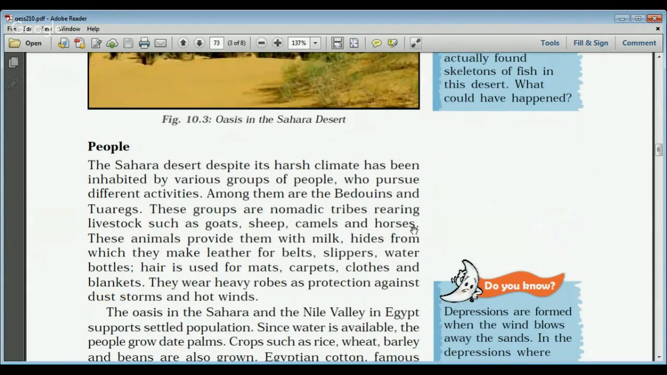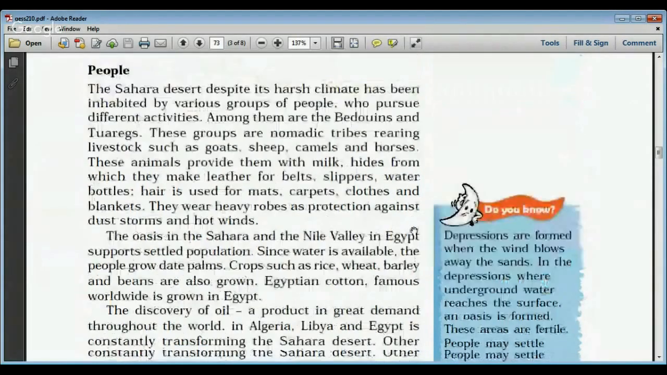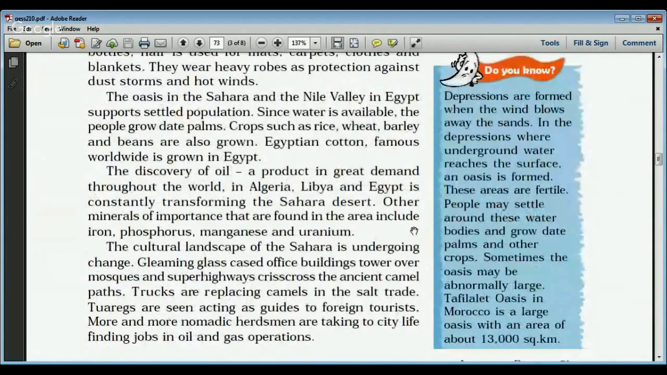And these animals also provide them with milk, and hide from which they make leather for belts, slippers, and water bottles, and they also use their hair for mats, carpets, cloths, and blankets. And the people of the Sahara used to wear heavy robes to protect themselves against dust storms and hot winds. And the oases in the Sahara and the Nile Valley in Egypt support a settled population.